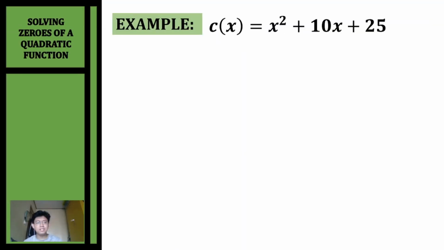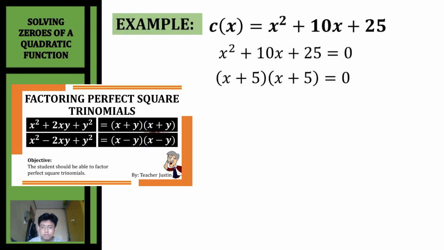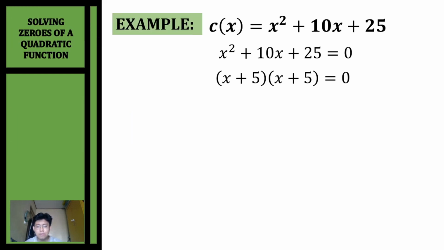Let's have another example. For example, we're going to find the zeros of this quadratic function. First step is for us to change the function notation to 0. Now, let's get the factor of our polynomial. X squared plus 10x plus 25 has a factor of the quantity x plus 5 times the quantity x plus 5. Then from there, we can now equate each factor by 0. So we have x plus 5 is equal to 0 and x plus 5 is equal to 0.